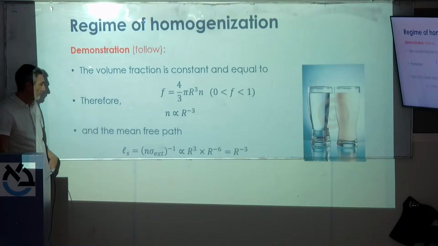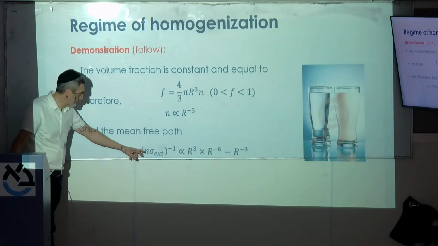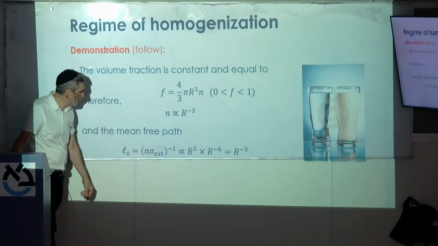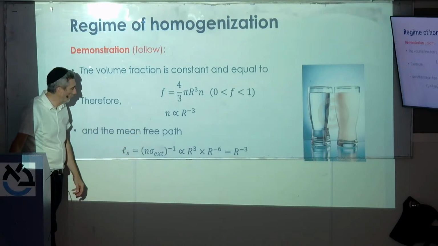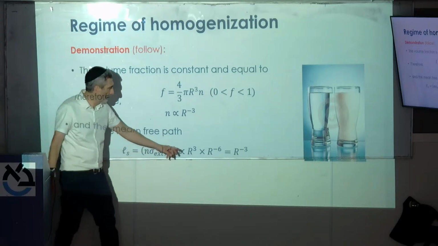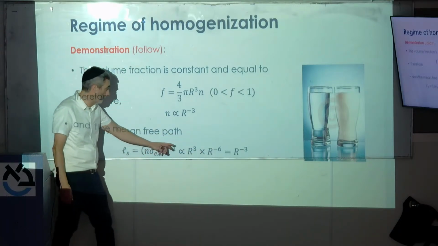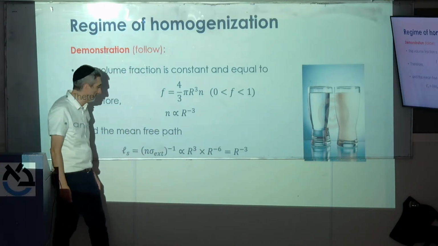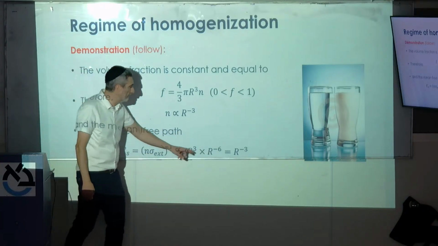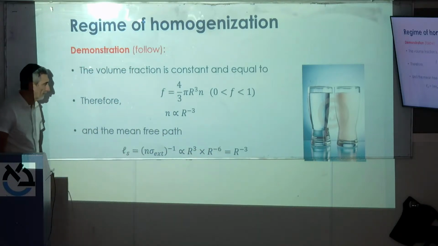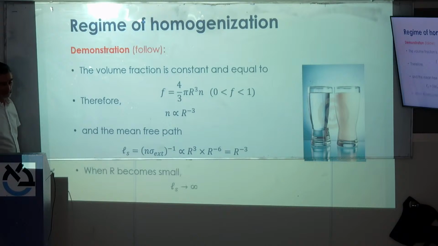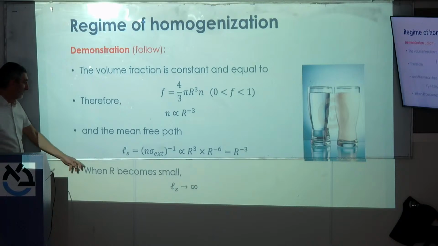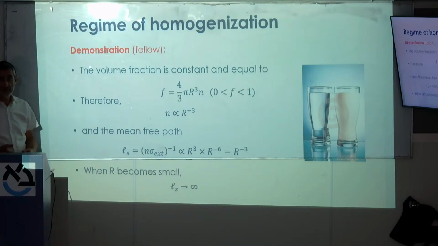Now if I write the scattering mean free path, Ls is 1 over n sigma. n goes like r to the power -3, and sigma goes as r to the power 6. So the inverse is r to the power -6. So altogether, Ls goes as r to the power -3. So when r becomes small, if you take smaller and smaller particles, Ls becomes larger and larger. And at some point, Ls will be not infinite, but larger than the size of the system itself.